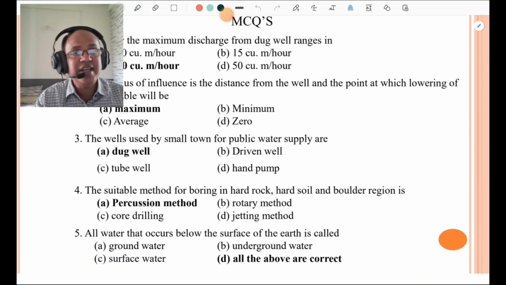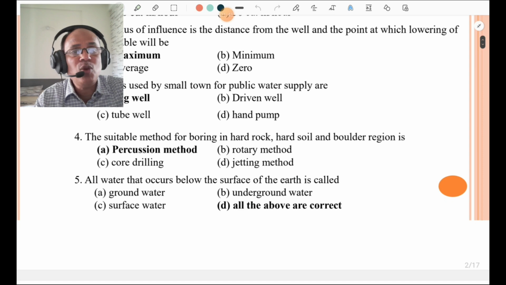The suitable method for boring in hard rock, hard soil and boulder region is the percussion method. It is not rotary, it is not core drilling, it is not jetting, but it is the percussion method. All water that occurs below the surface of the earth is called groundwater or underground water or surface water. All of the above are correct.